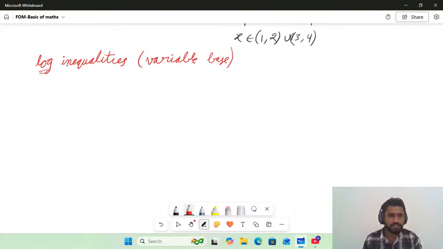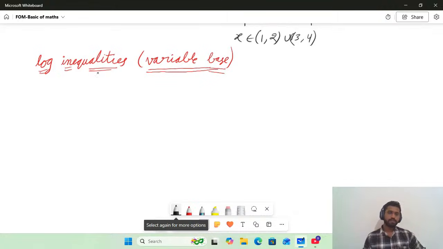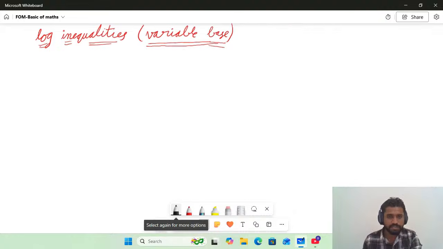We need to take two cases, where the base is lying between 0 and 1, and the base is greater than 1. So two cases are possible here for a variable base. The first case is base lying between 0 and 1. The second case is base greater than 1. Through a question we can see this concept.